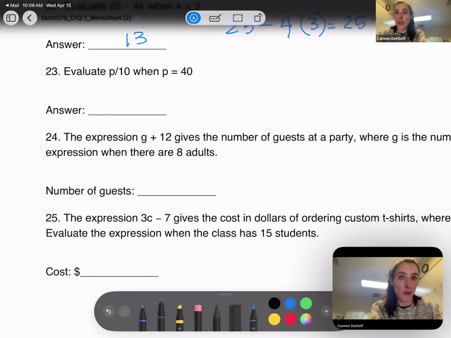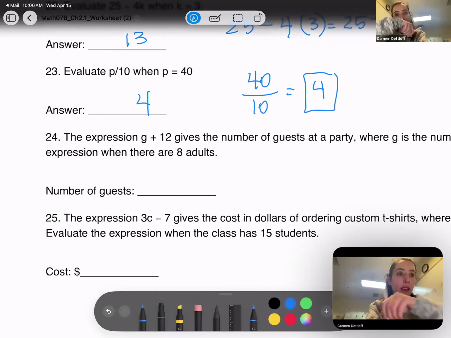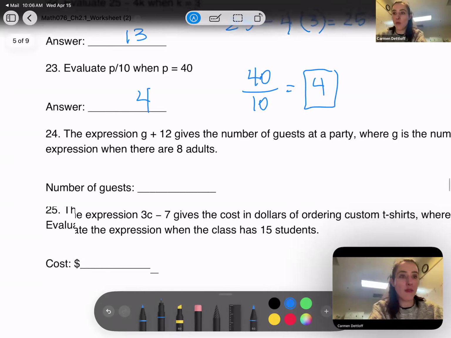Okay, let's do 23. Evaluate P divided by 10 when P is 40. So I'm going to replace P with 40, and I get 40 divided by 10. 40 divided by 10 is 4. Okay, I will skip number 24.